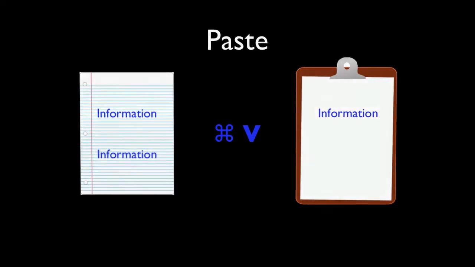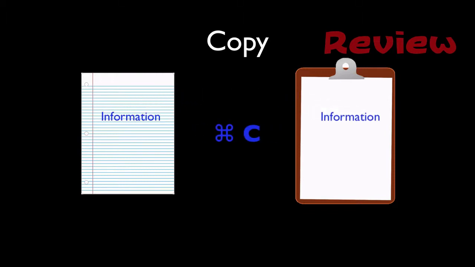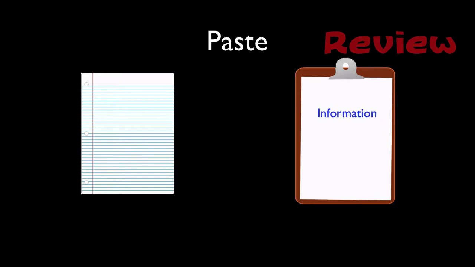So let's take a break and review those three edit commands that we just learned. Cut is when we remove information from the document and move it to the clipboard, and the keyboard shortcut is Command X. Copy is when we move a copy of the information to the clipboard, leaving the original in place on the document, and the keyboard shortcut is Command C. And paste is when we move information from the clipboard back to the document, and the keyboard shortcut is Command V.